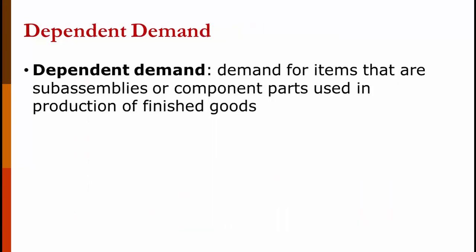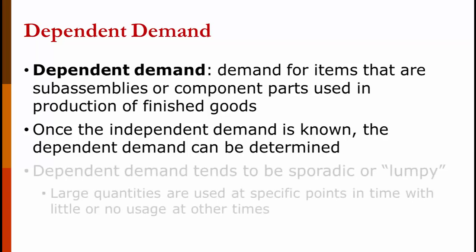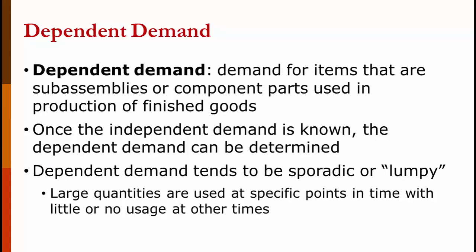software. We've talked about this several times before, but dependent demand is demand for items that are subassemblies or component parts used in production of finished goods. If you're a Ford Motor Company, these are engines, transmissions, and tires. You might make these the way Ford makes engines and transmissions, or you might buy them the way that Ford buys tires. Once the independent demand is known, and we know it through forecasting, the dependent demand can be determined or calculated using MRP. Dependent demand tends to be sporadic or lumpy. We need a bunch of the item on hand when we start production. We don't need any on hand when we're not doing the production.